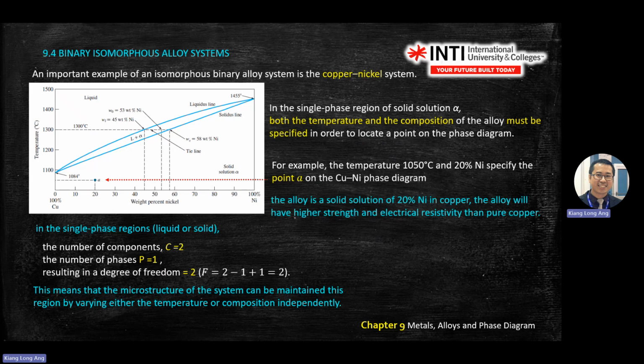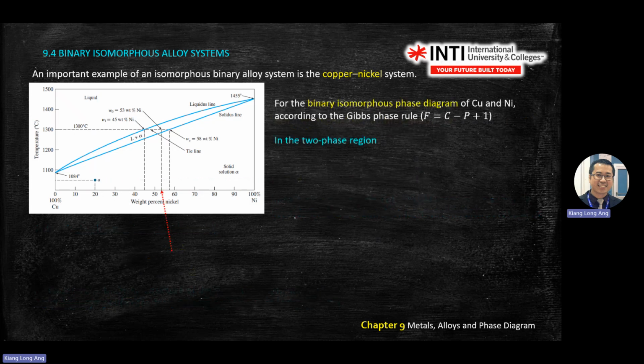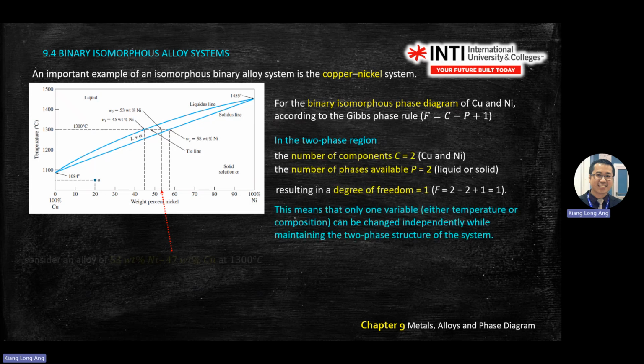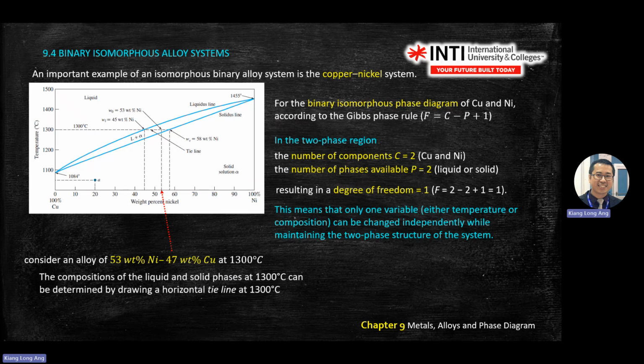For A just now, 20%. This one you have 100% solid alpha. For example, A here at this temperature, you will have 100%. And so on. So this one you read the slides.